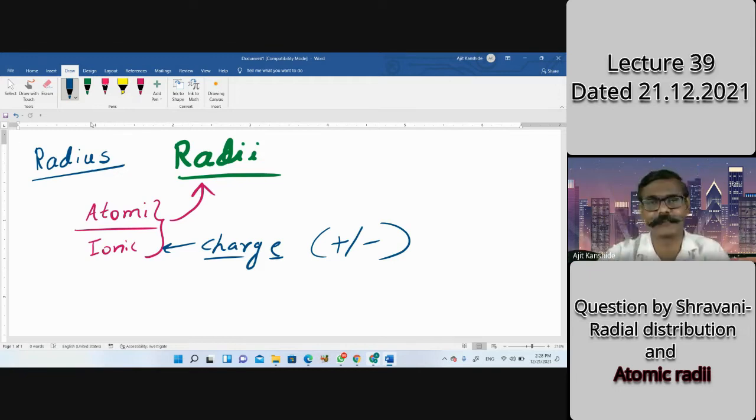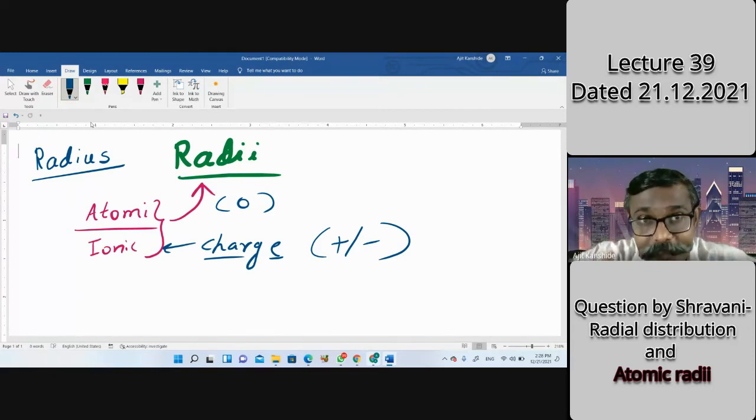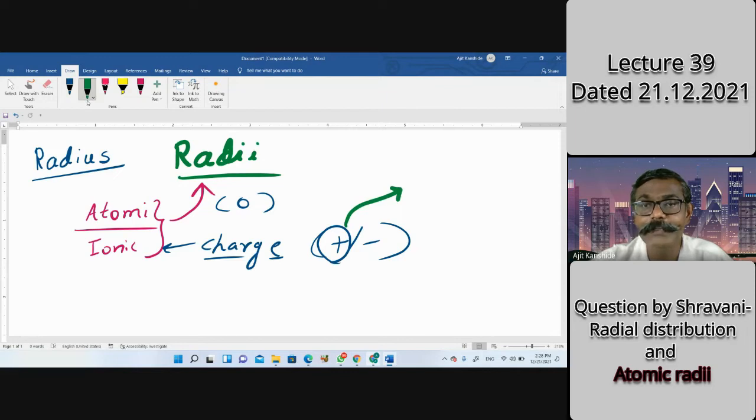But it is balanced. So the atom as such is neutral in charge from the outer point of view. But within that there are the charges. In an ion, inside also charges are there, and from the outer point of view, the experience point of view also, charges will be there. Why? When will there be positive charge?